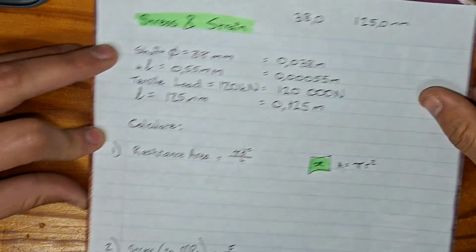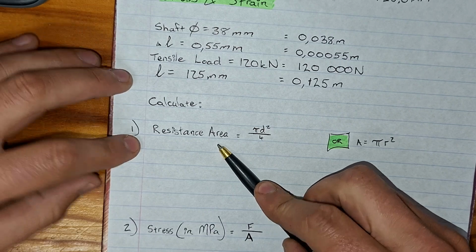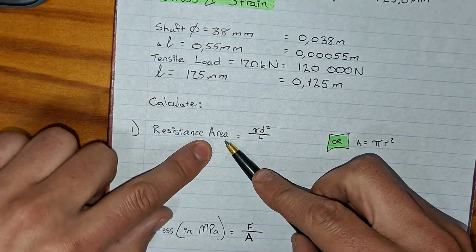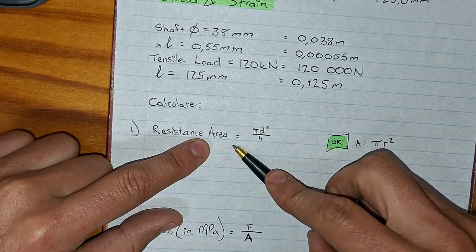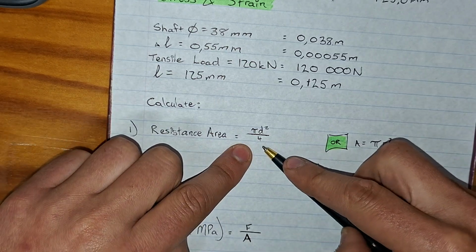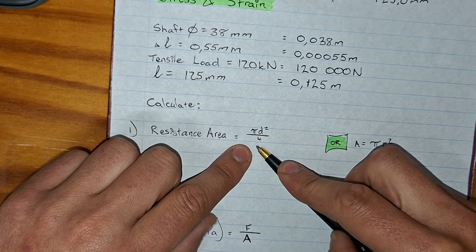Okay, so now the first question is calculate the resistance area. Area, according to the formula page, the way that it's given to you at the back of your question paper, is in this way: pi times diameter squared divided by 4.